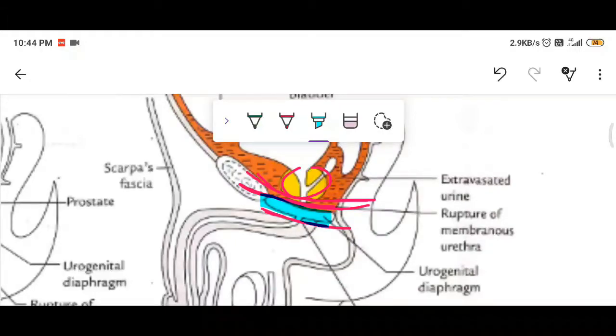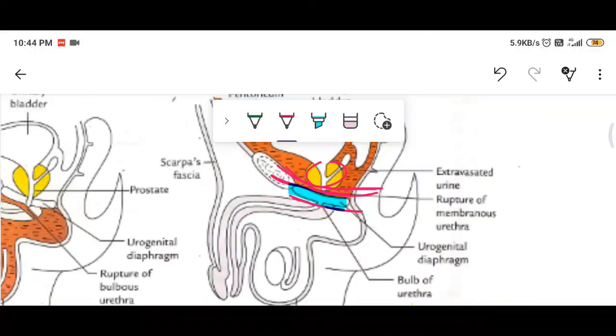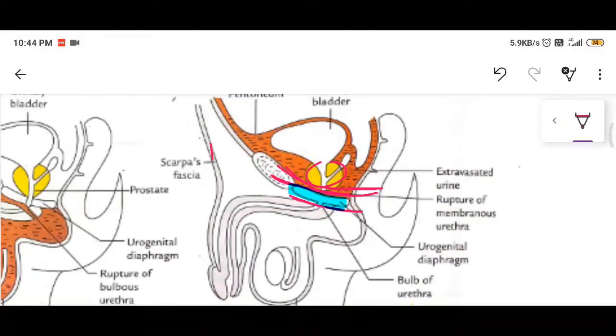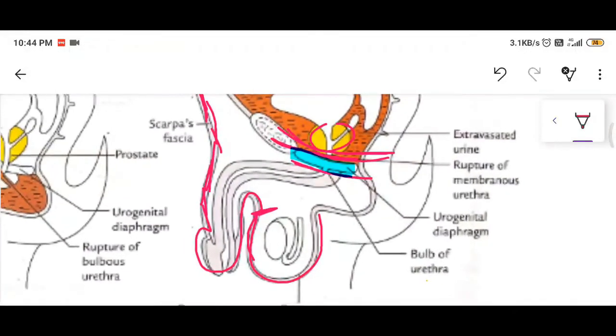deep perineal pouch. And guys, as you can see, this is Scarpa's fascia. This is the fascia for the abdomen. Scarpa's fascia continues as a fascia for the penis, and at this point it will continue as the dartos muscle, and after that it will continue as the Colles fascia.